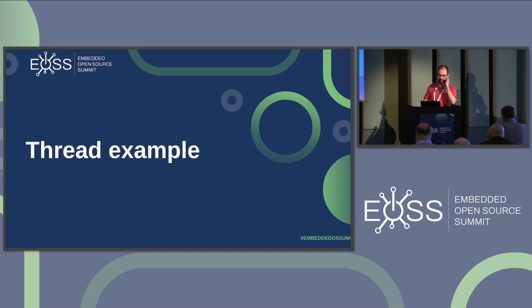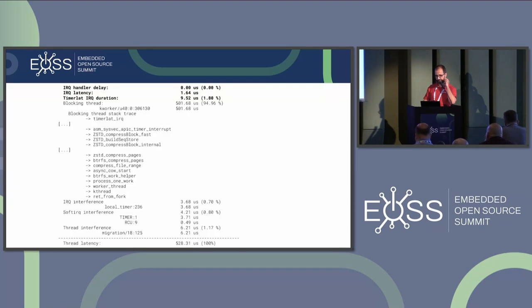And so here we have a thread example, right? This was done in the non-real-time kernel, just to show that the tool can also work in that case. So here on my system, the IRQ latency was very good, 0. The thing that postponed the IRQ latency was 0, and my IRQ latency was actually just 1.6 microseconds. So, okay, I'm good here.